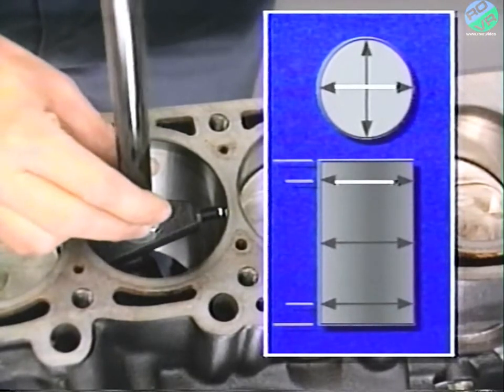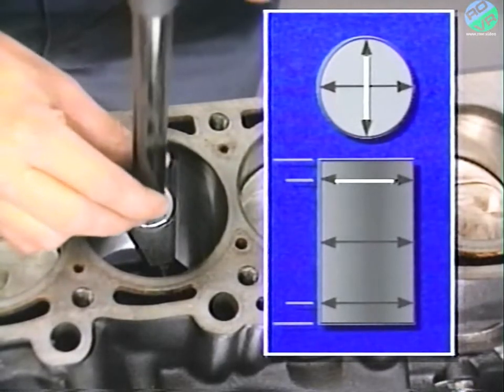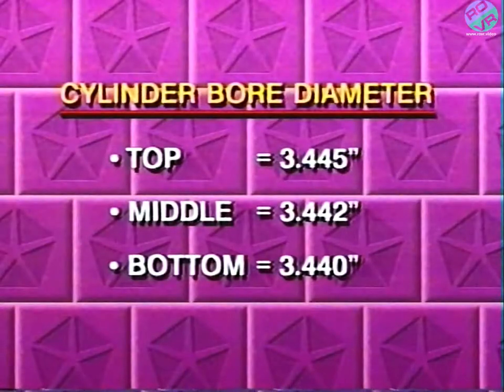And then 2 readings are taken at the top of the cylinder bore just below the ring travel. The readings are recorded as they are taken and then can be used to determine cylinder bore taper and out of round. These specifications will vary from engine to engine.